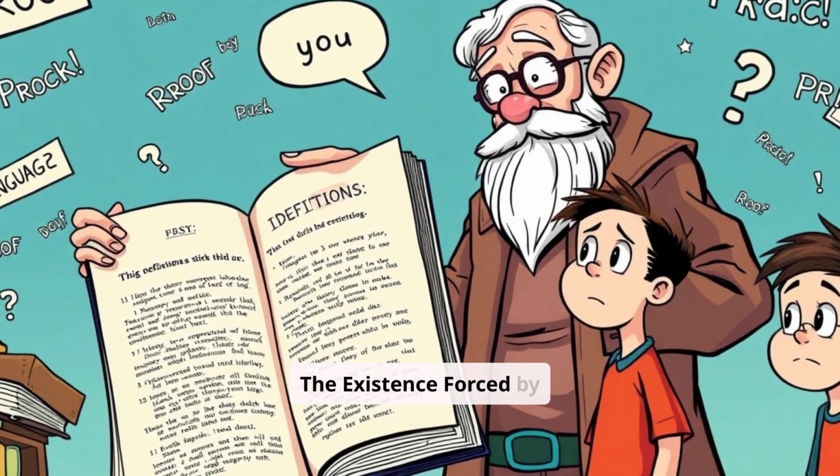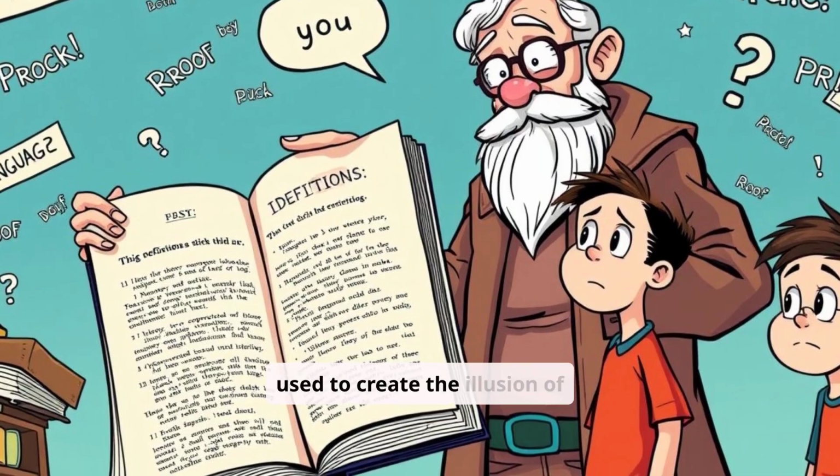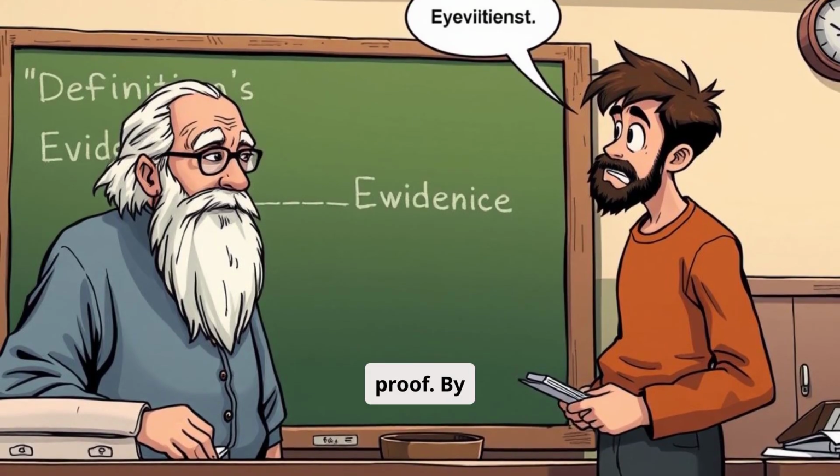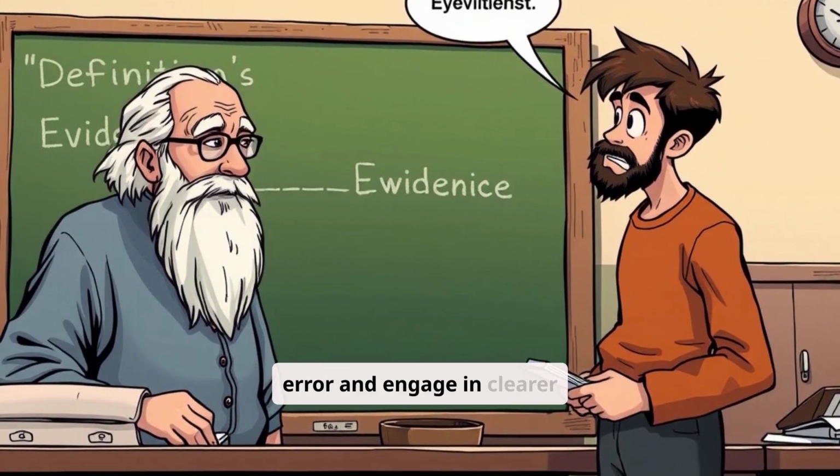The existence forced by definition fallacy demonstrates how language can be used to create the illusion of proof. By distinguishing between definitions and evidence, we can avoid this error and engage in clearer reasoning.